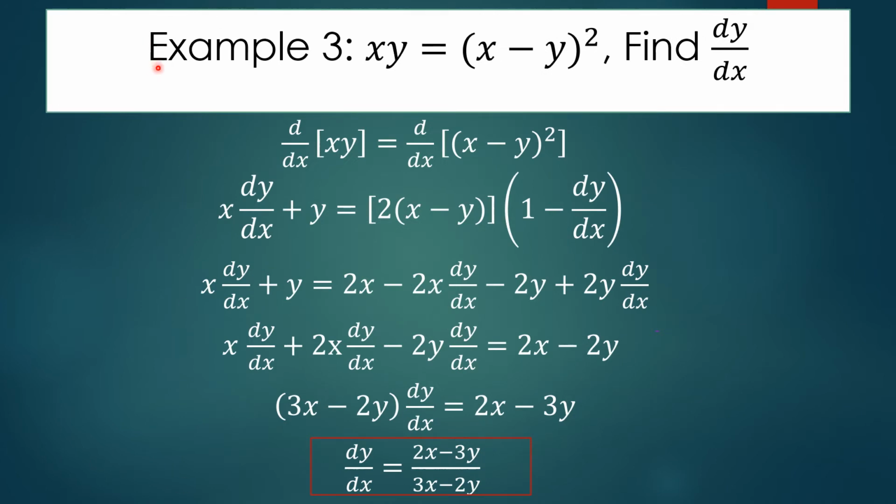Tingnan naman natin ang pangatlong halimbawa. X times y is equal to the square of x minus y. Find dy over dx. Okay, so of course, kunin natin ang derivative ng magkabilang side ng equation. So we have d over dx, or derivative of x times y is equal to d over dx, the square of x minus y.